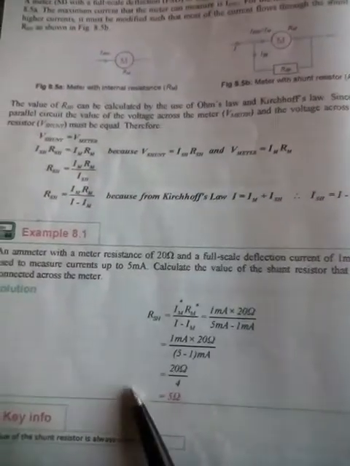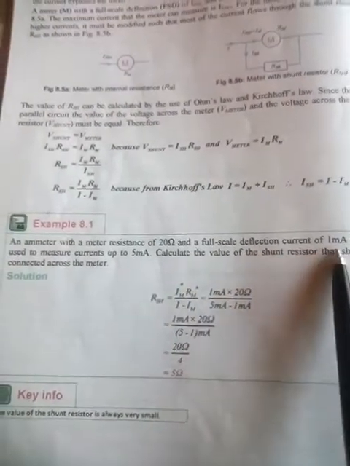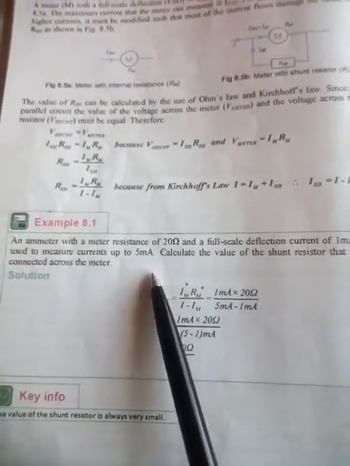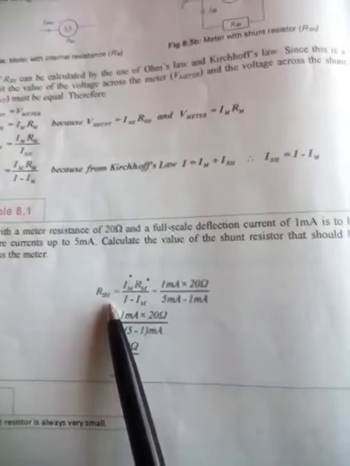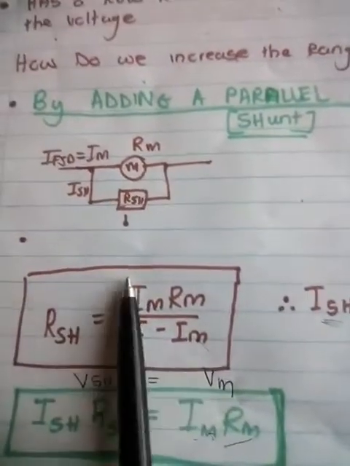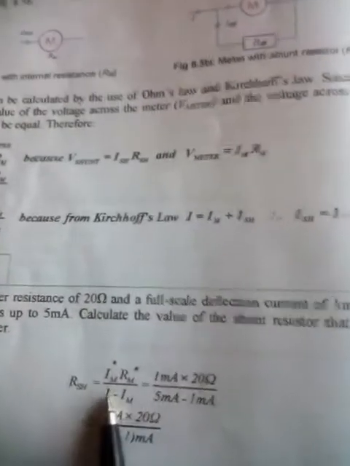If you look at the example in your textbook: an ammeter with a resistance of 20 ohm and a full scale deflection current of 1 milliamp is used to measure current up to 5 milliamps. Calculate the value of the shunt resistance. So you have to calculate R shunt, and R shunt is equal to IM times RM over I minus IM.